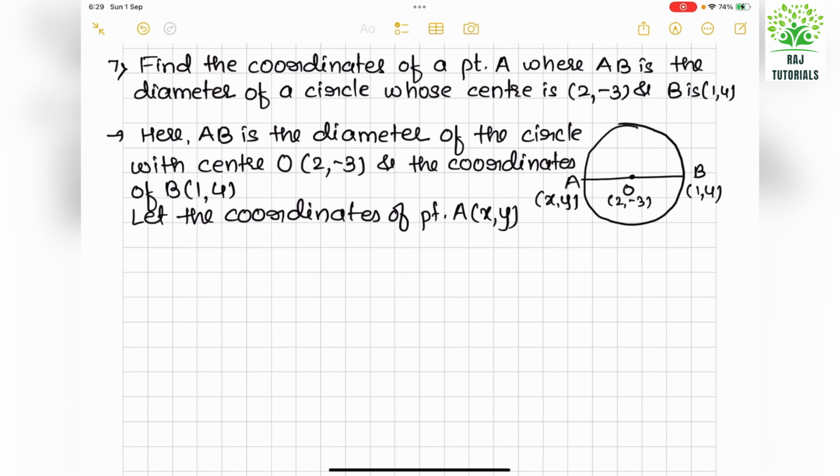Now next question says, find the coordinates of a point A where AB is the diameter of a circle whose center is 2, minus 3 and B is 1, 4. So here AB is the diameter of the circle with center O 2, minus 3 and the coordinates of B is 1, 4. Let the coordinates of A be x, y. The center O 2, minus 3 is the midpoint of diameter AB.